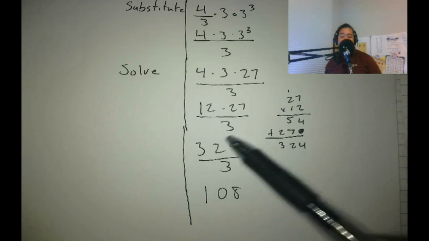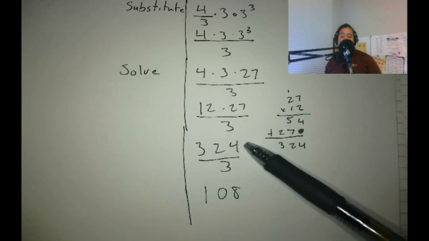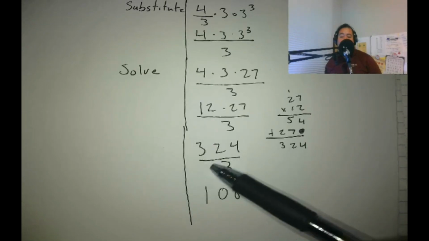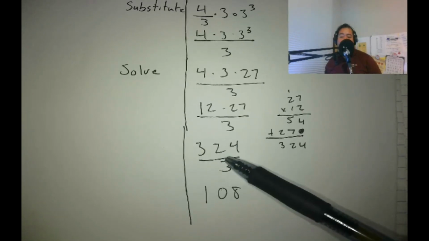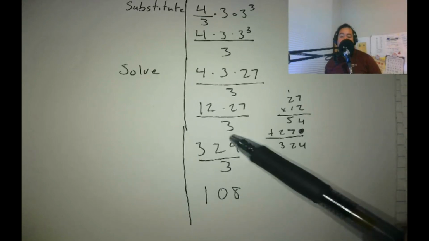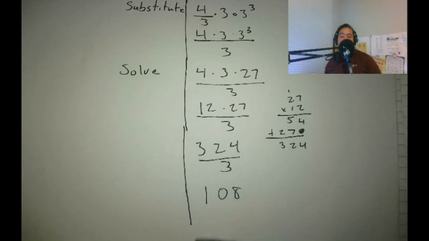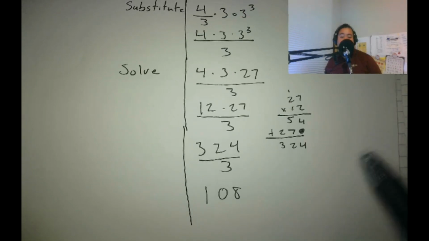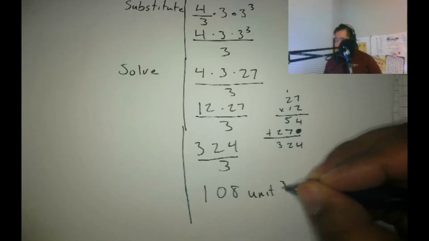So we have 324, and I cannot forget about dividing by that 3. So 324 divided by 3, just going from left to right, 3 divided by 3 is 1. I can't divide 2 by 3, so that's 0. And now I have 24 left over, and 24 divided by 3 is 8. So my answer for the volume of this sphere was 108. And my units are units cubed.